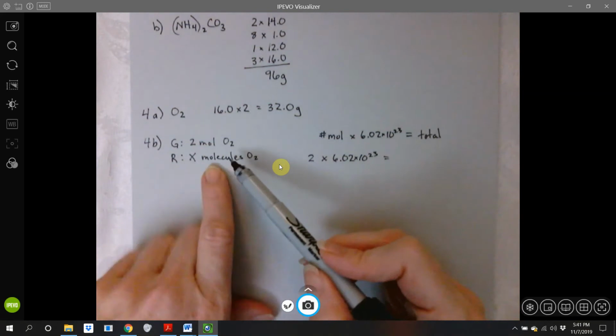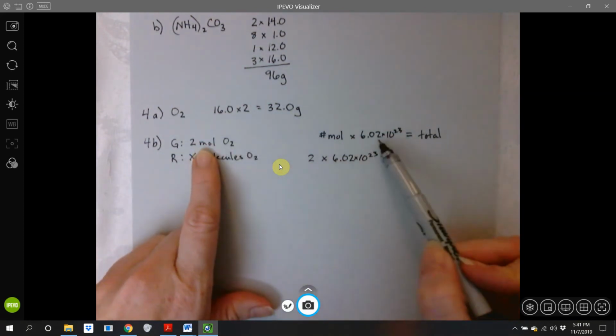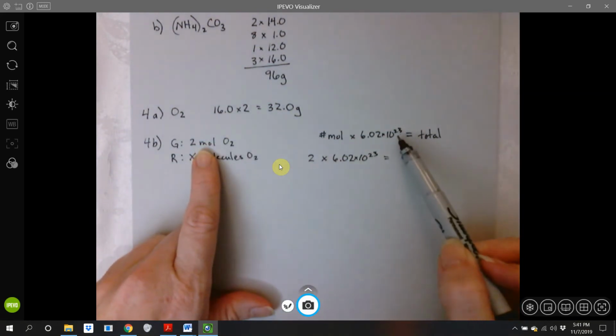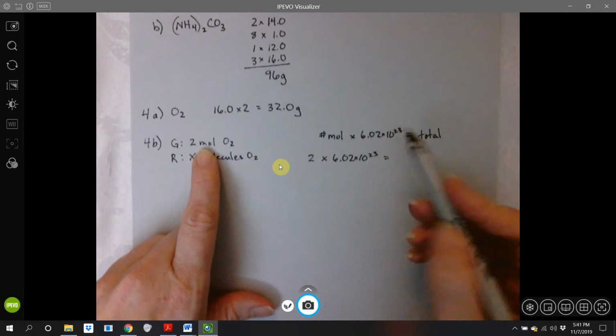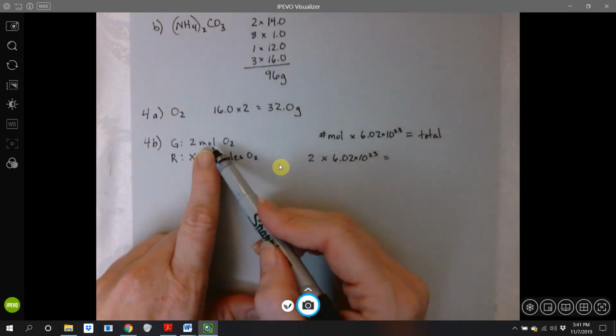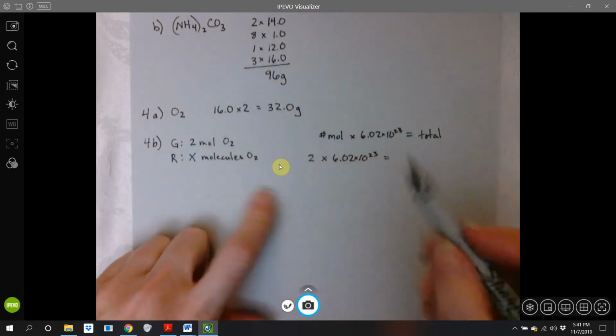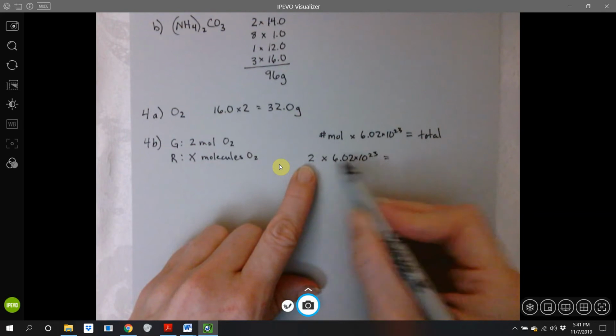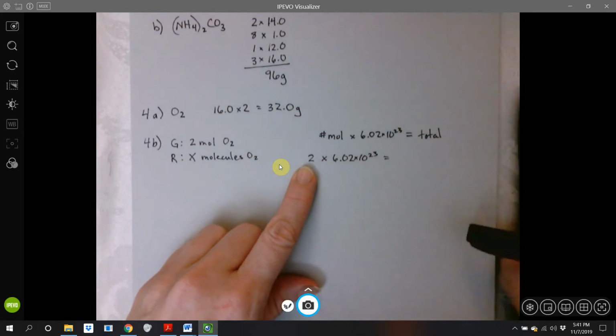So this should make a bit of sense. If we know that there's 6.02 times 10 to the 23 things in a mole, and we have 2 moles, it makes sense that we just double it. We multiply it by 2 to get our total. I hope it makes sense. If not, email me. Okay, so here we go.